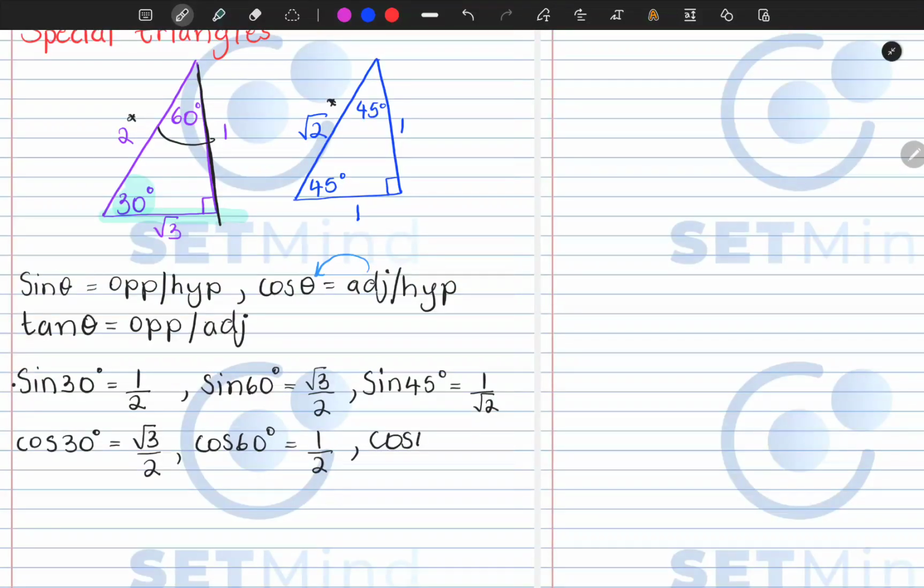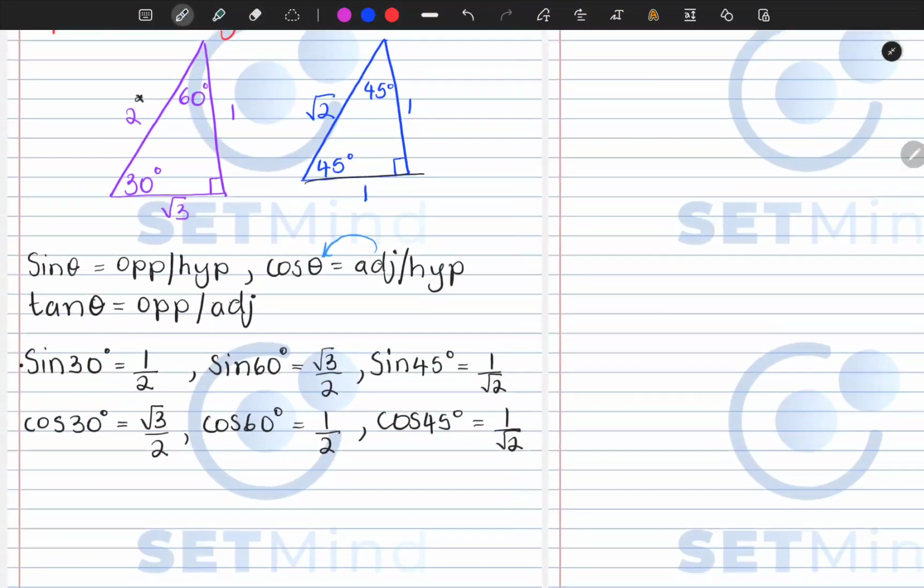And then let's do cos of 45, which will be equal to the adjacent, my apologies, which is 1. So it will be 1 over the hypotenuse, which is square root of 2. That is how we get these. So now let's go and work out tan.